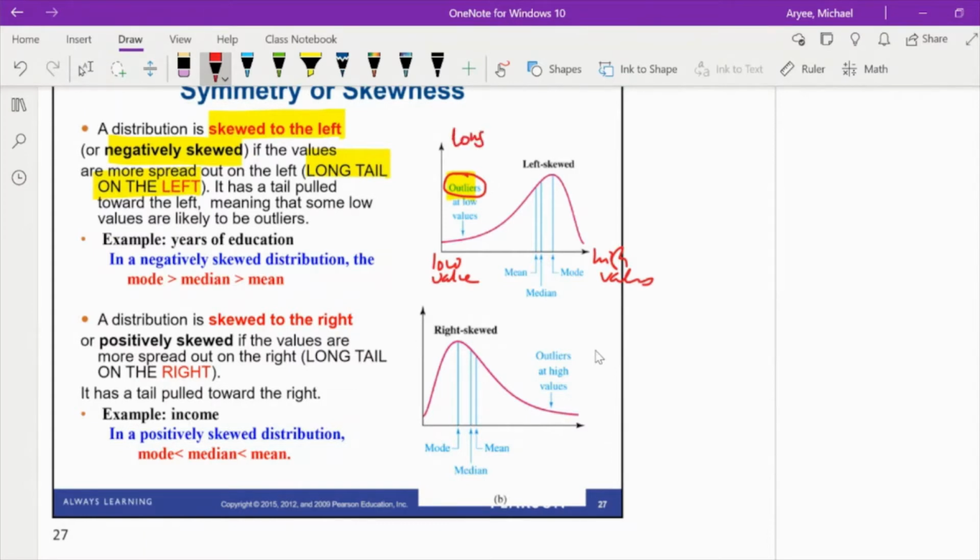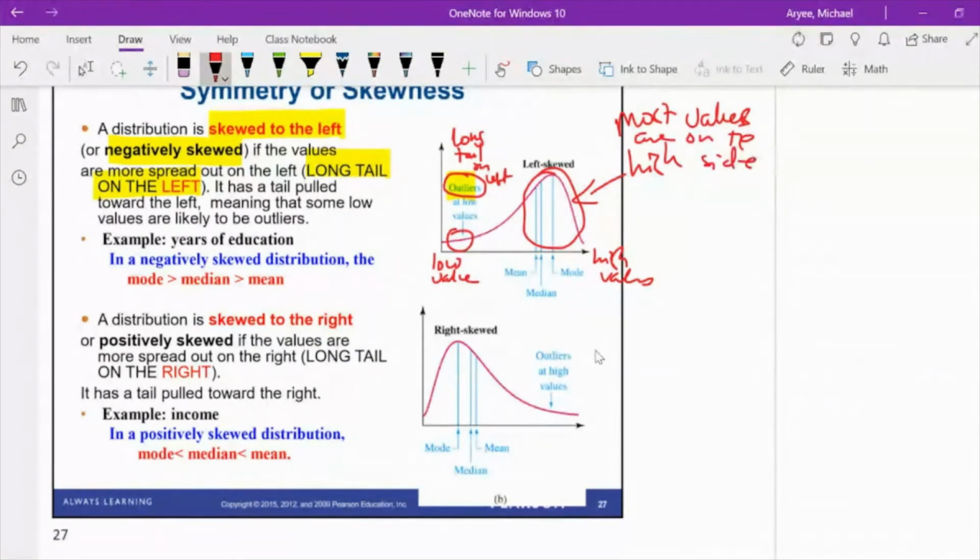All right, because the long tail is on the left, right? The long tail is on the left side. So more likely you could have certain values that are here that are far away from the rest of the group. When it's skewed to the left, most of the values are on the high side.